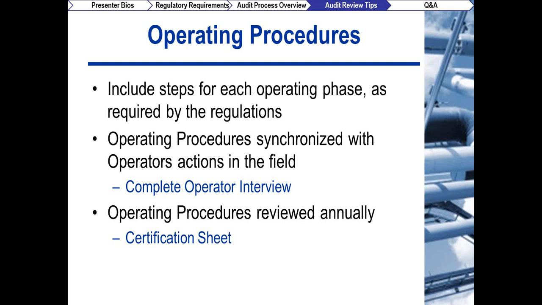You also want to make sure that these are reviewed annually. So you're looking for that annual certification list. This is a Program 3 requirement. Program 2, you just need to update it as you go. But it's important to make sure that it is documented, whether it be a sign-in on the top of your operating procedure or a centralized list for all your operating procedures.